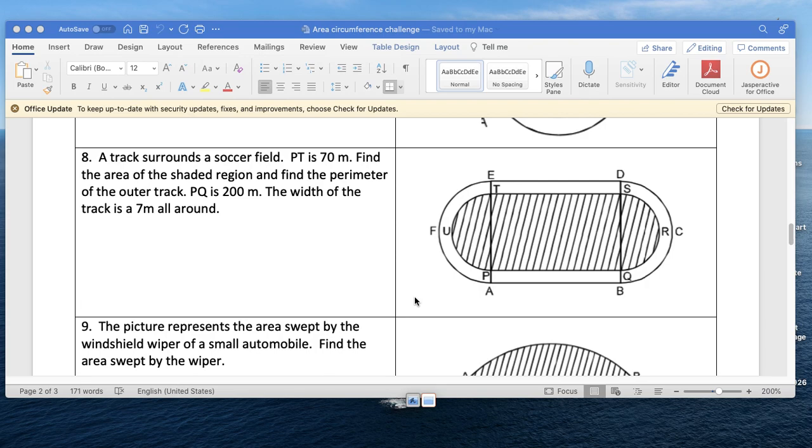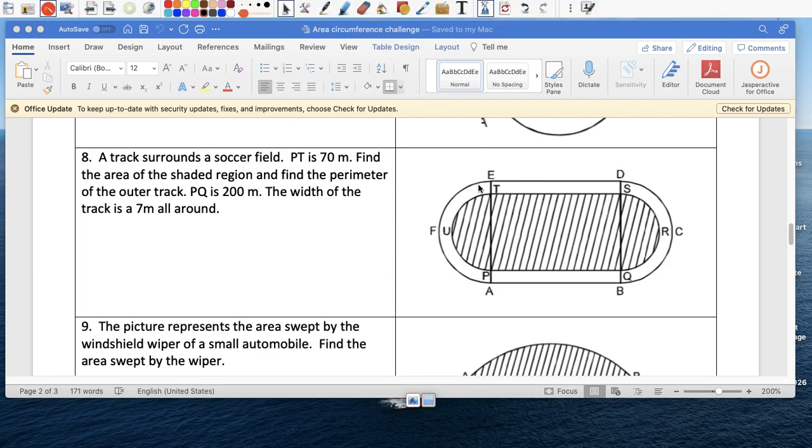What is PT? Where's P? Okay, so the distance here is 200. So from here, that's T and that's P. So that's 200. So that's the diameter of the circle. Okay. Find the area of the shaded region. And find PT. Wait, sorry, PT is 70. PQ from here to here is 200.